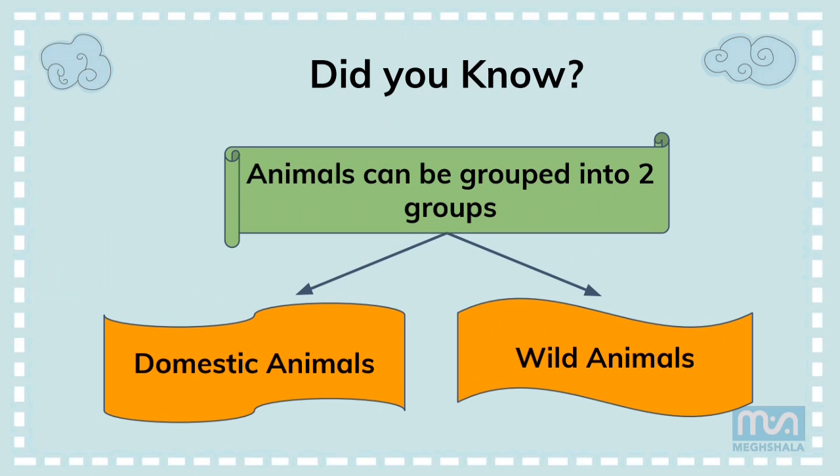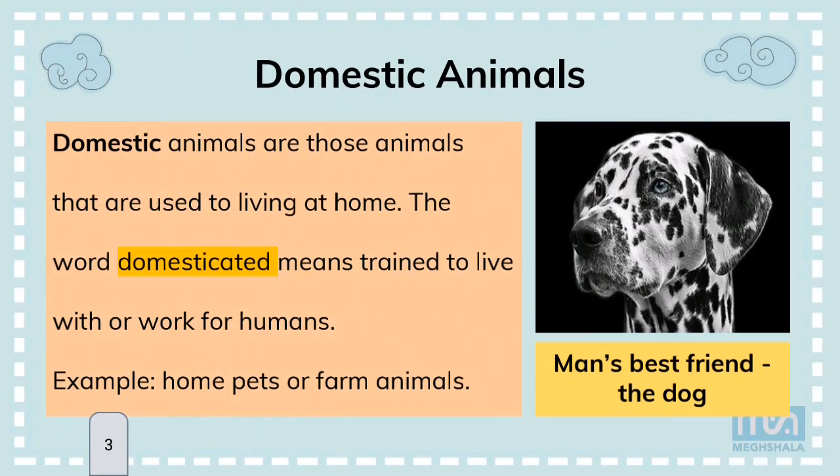Dear children, some of you may know that animals can be grouped into two groups. That is, one, domestic animals, and another category, wild animals. Let us have more information about this in this class. So let us look at the first category of animals, that is domestic animals.